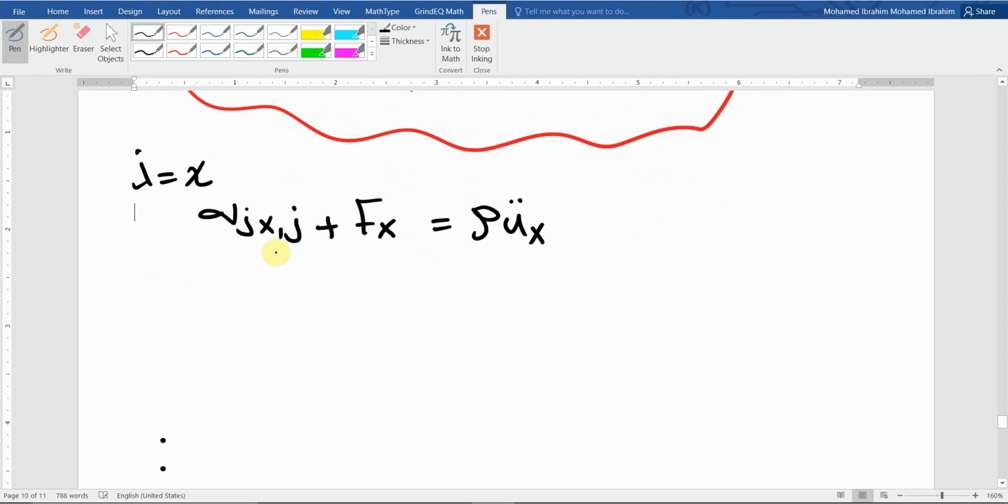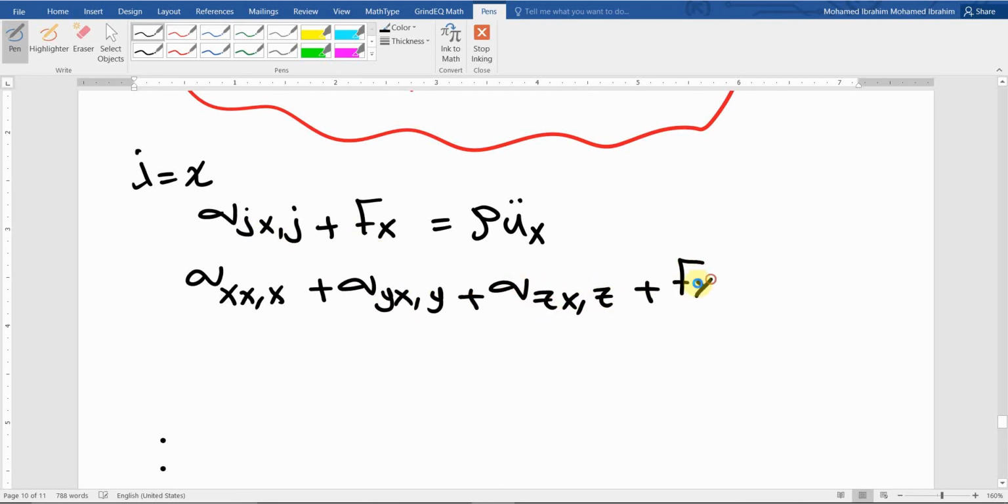Then j, as you can see, there is a repeated index over the same term. It means that it is a dummy index, so I have to repeat over the j. One time that j equals x, one time that is y, one time that is z, and sum all of them together. So explicitly it will be like sigma xx comma x. Now j is just x, plus sigma. Now I'm going to use j as y, so it will be yx comma y. Now j as z, so it will be sigma zx comma z plus fx, which is the body force, equals rho ux double dot. And this is going to give us the first equation, the first of the three, in case that i equals x.